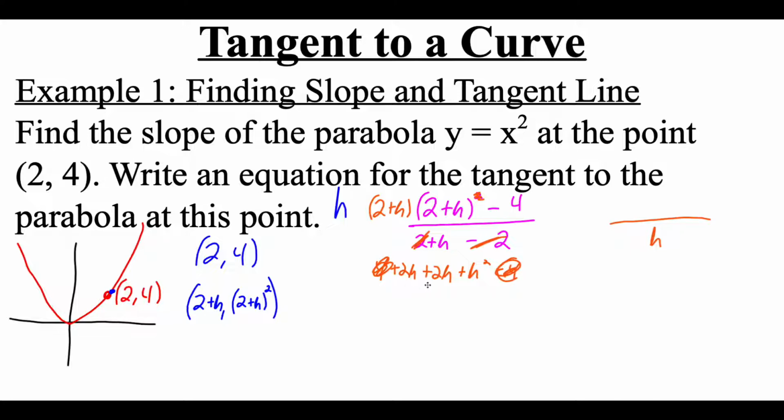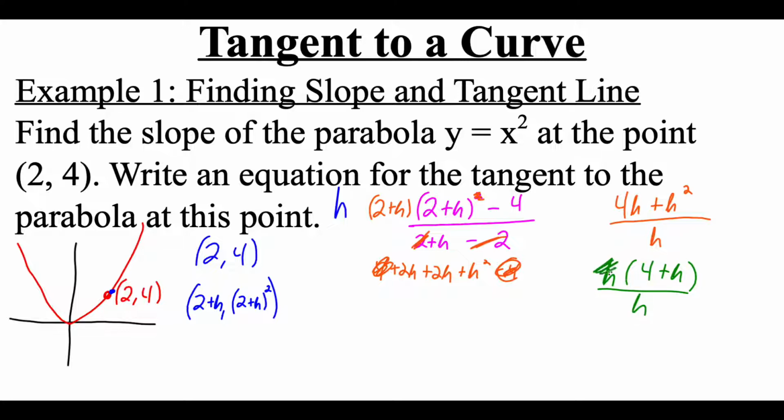We can combine these like terms, these two h's. So we have 4h plus h squared all over h. Now there's a little bit more simplifying that can happen. I can take a GCF of h out of the numerator. So then we have (4 plus h), and this is all over h.